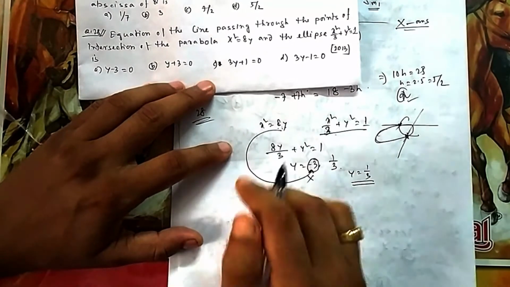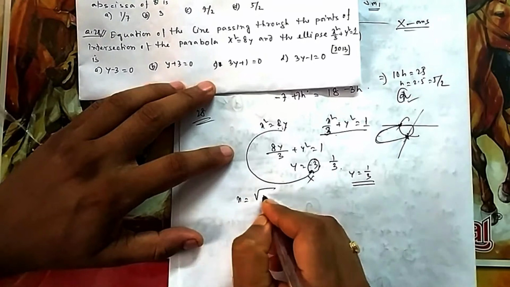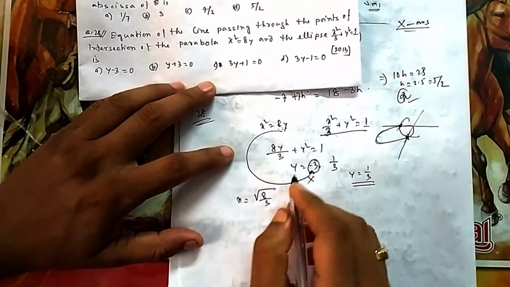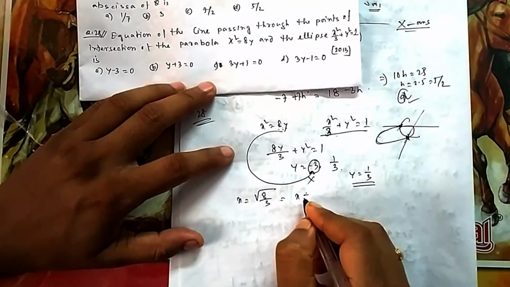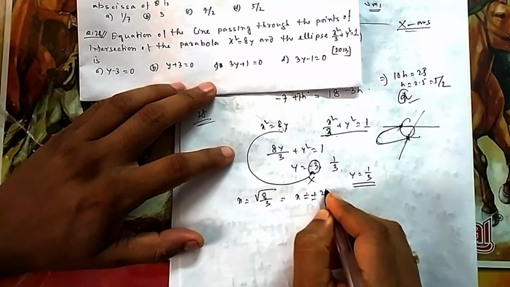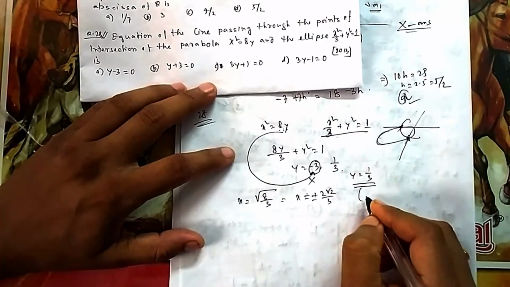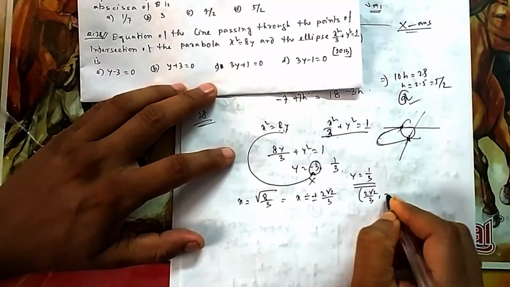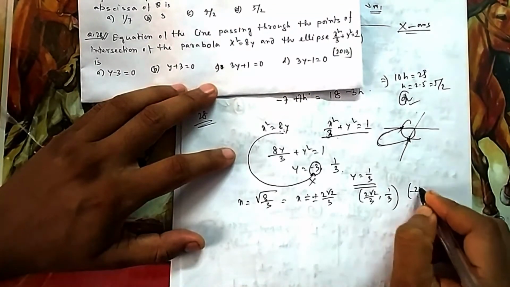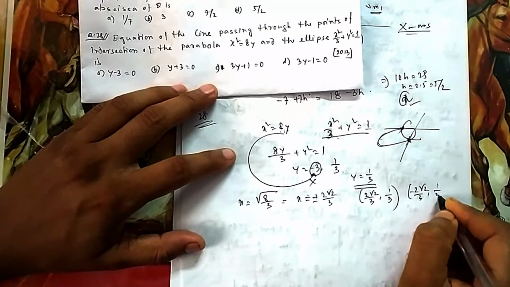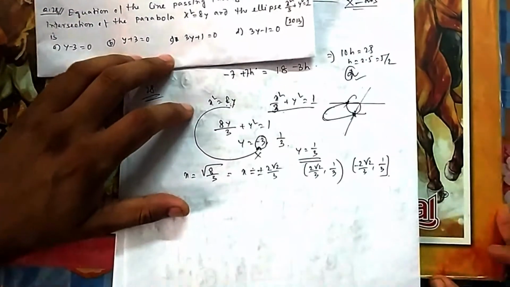If your y is 1 by 3, then what is your x? Under root 8 into 8 by 3, so x equals plus minus 2 root 2 by 3. So one coordinate is 2 root 2 by 3, comma 1 by 3, and the other is minus 2 root 2 by 3, comma 1 by 3. These two are the points.